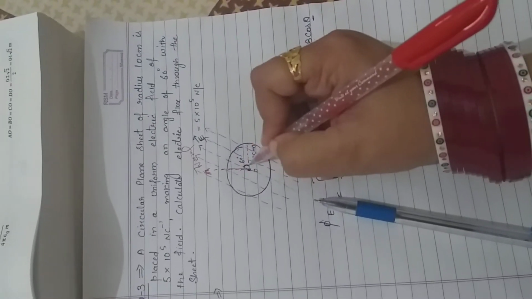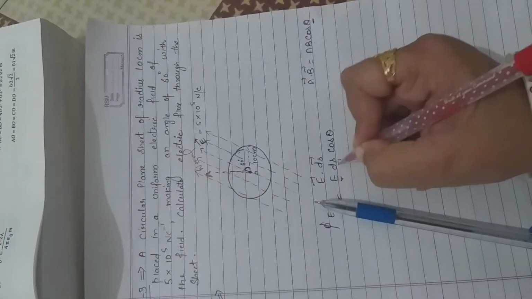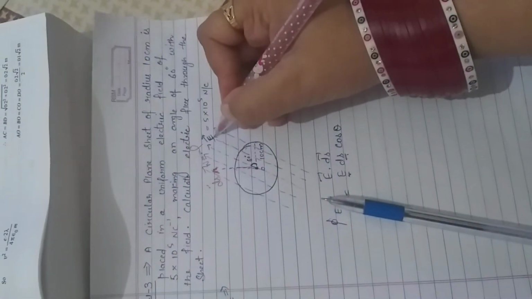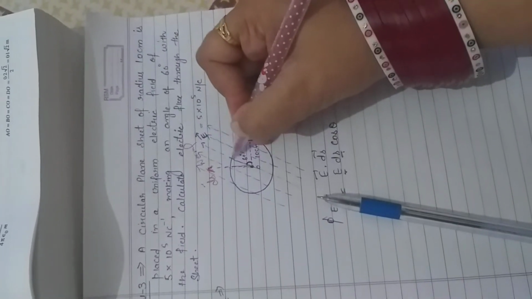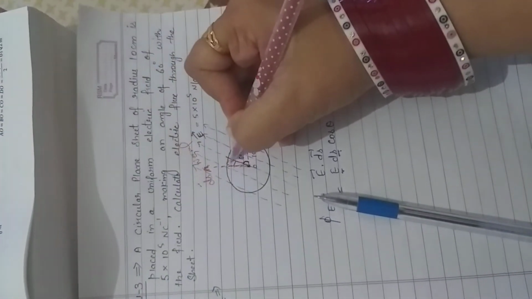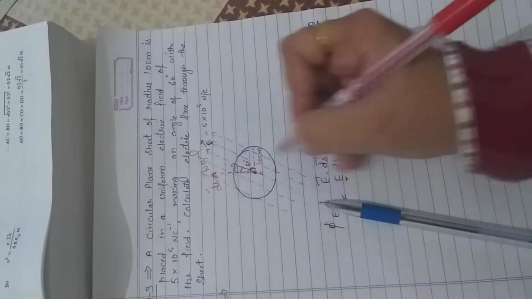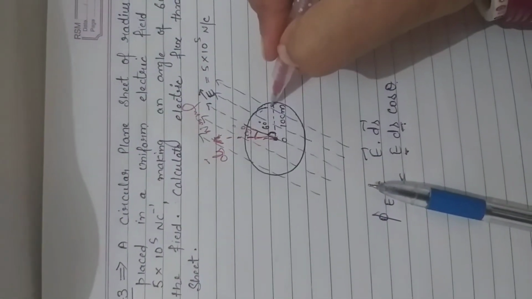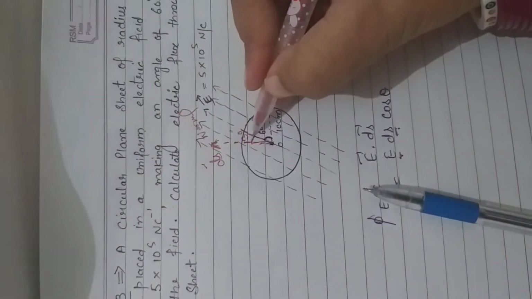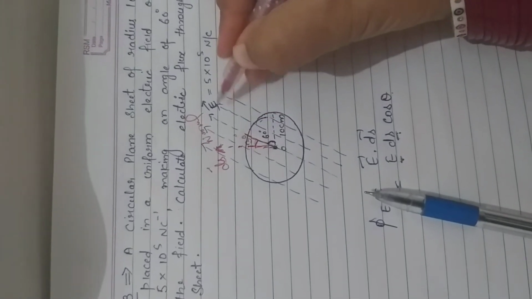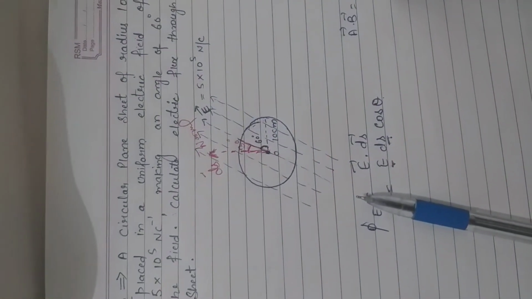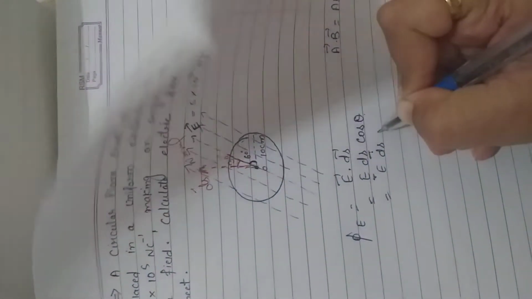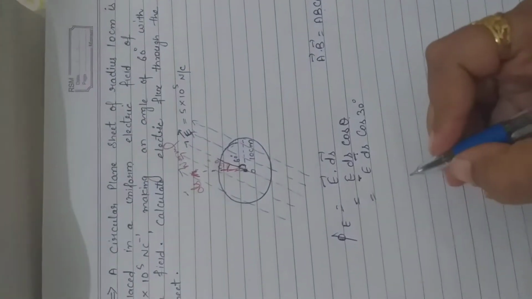The normal is always perpendicular to the surface. This is our normal, and it is perpendicular to the sheet, at 90 degrees. But we want the angle between E and dS. The angle between the electric field and dS would be 30 degrees, because the total angle is 90 degrees and the sheet makes 60 degrees with the electric field. So the angle between E and dS is 30 degrees, and the flux is E dS cos 30 degrees.